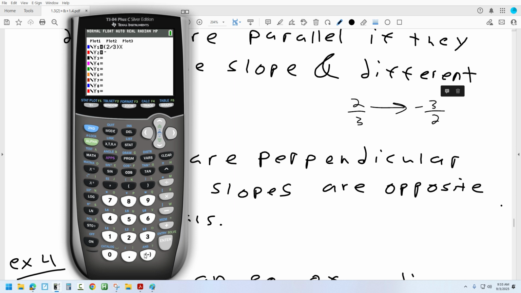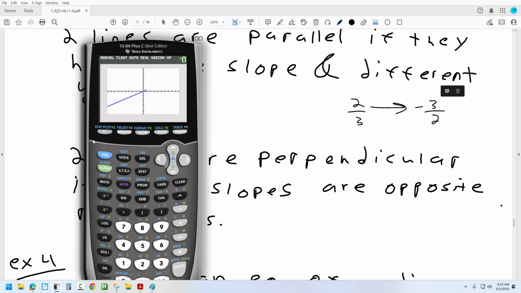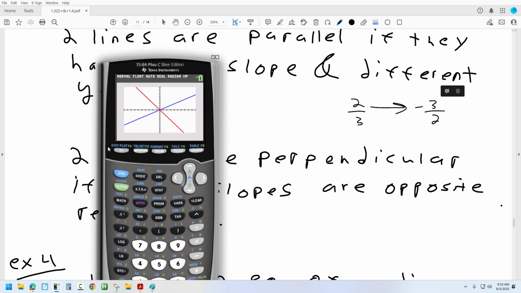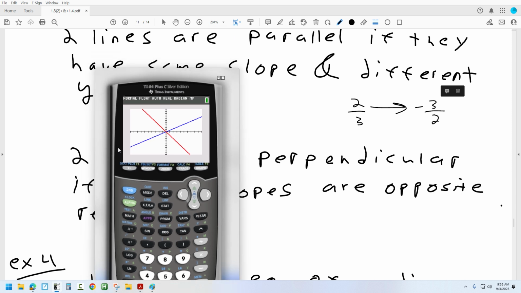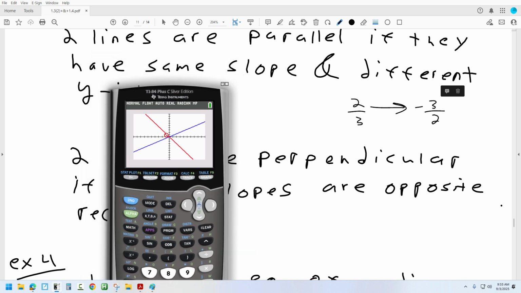Let's draw these and see if it looks like they cross at a 90-degree angle. So I'm just going to draw two lines right through the origin, 2/3 x and -3/2x. And I'll do zoom 6. Okay. Does it look like those lines cross at 90-degree angles? No, they don't look like 90s, right? And if you look at like this angle right here, it's definitely smaller.